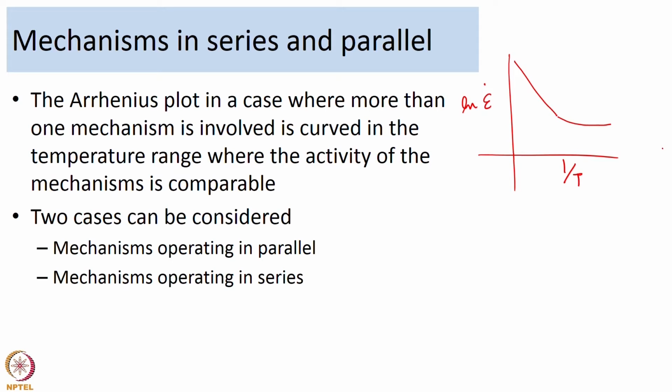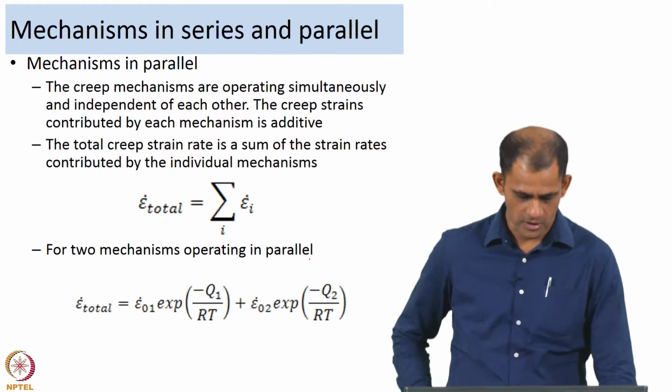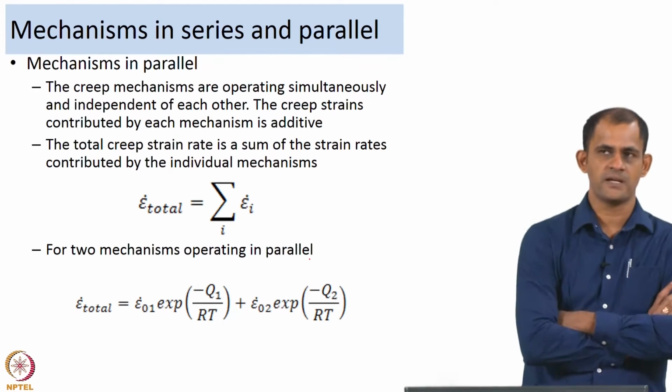of creep. Now, if you have two mechanisms operating, then these mechanisms could be operating either in parallel or they could be operating in series. So, what is the meaning of operating in parallel or operating in series? Let us take a look at that. Let us first talk about the case of mechanisms operating in parallel.